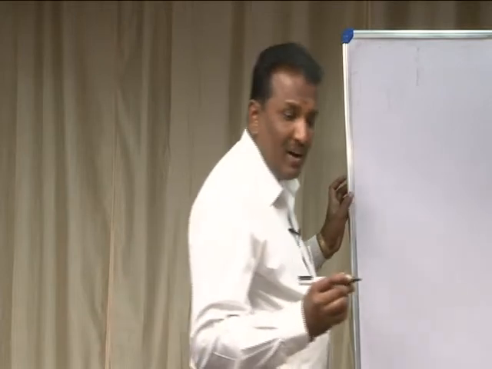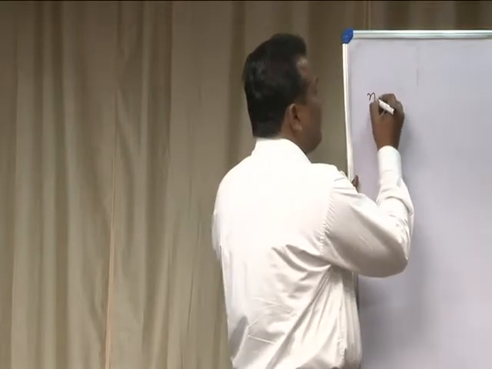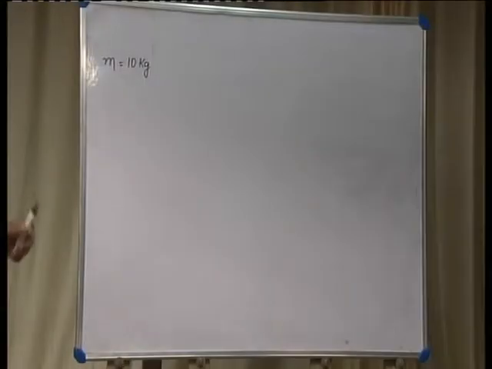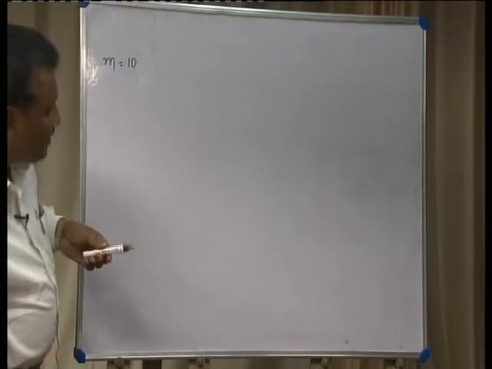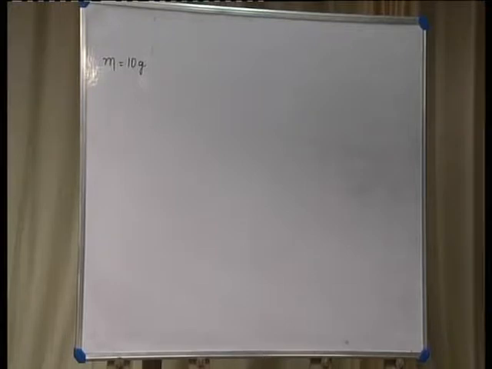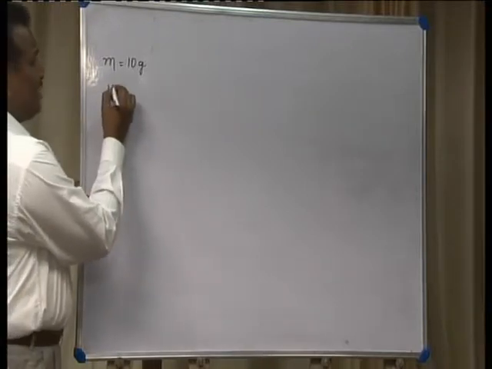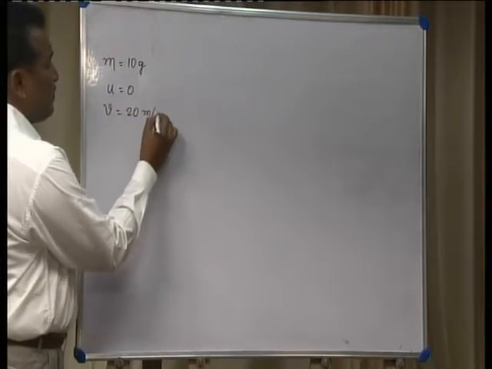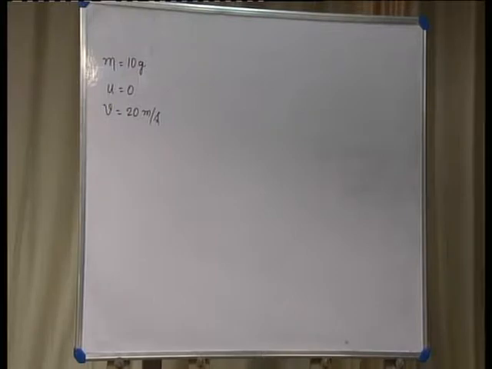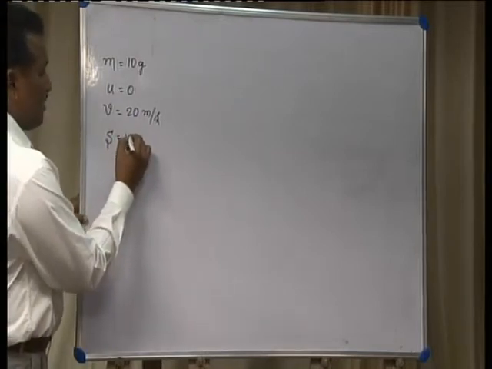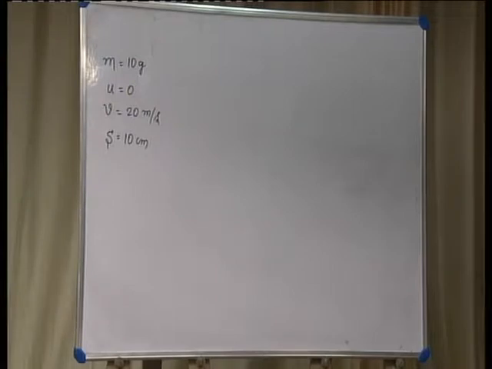So, what is the given data? You have to collect the mass of the bullet. Is it 10 kg or 10 gram? It is 10 gram. Mass of the bullet is 10 gram. Then it enters a wooden plank with a velocity of 20 meter per second, meaning its initial velocity is 0 and final velocity is 20 meter per second. It pierces through 10 centimeters, I mean it penetrates through a distance, you can treat it as a distance. S is equal to 10 centimeter.